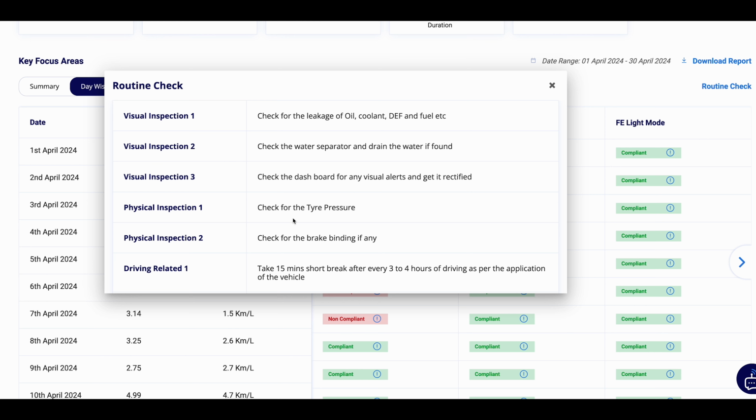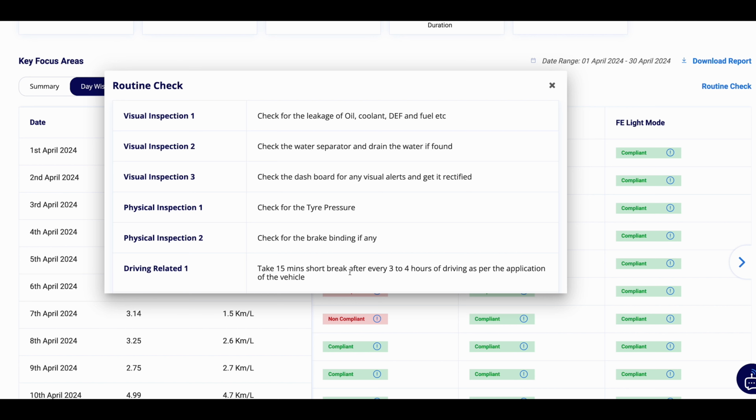Physical inspection involves crucial checks like tire pressure and brake binding. Maintaining proper tire pressure is essential for safety and fuel efficiency, with the optimal pressure depending on factors like load and road type. Regularly checking the health of your brake calipers, especially for long drives, is important to ensure proper brake function and safety. Driver-related inspection.